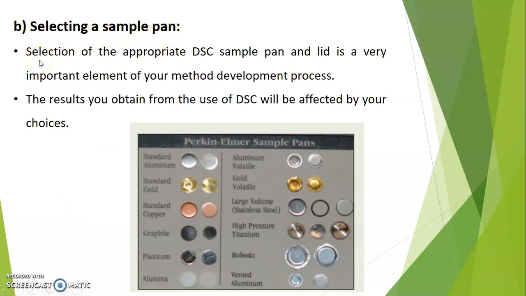When we select the sample pan, on selection of the appropriate DSC sample pan and lid, it is very important to determine the material which should be used. The result you obtain from the use of DSC will be affected by your choice. So here are some examples of materials used to produce the sample pan, such as aluminium, gold, copper, graphite, platinum, then aluminium volatile, gold volatile. So these are some materials which we use for the preparation of sample pans.